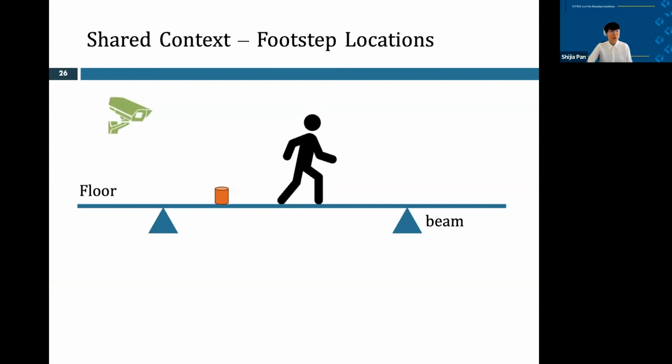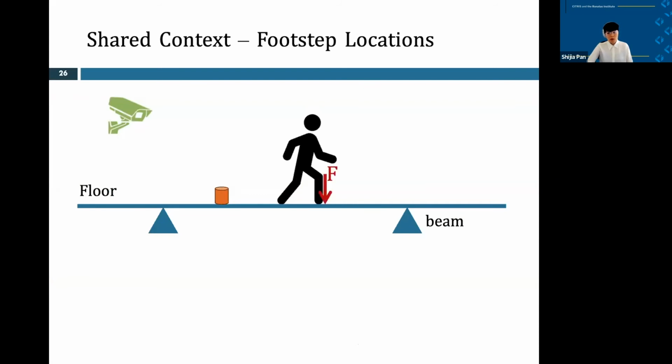So for this specific example, the footstep location is a shared context that can be captured by both the camera and the vibration sensor on the floor during their sensing task. And here we are going to use a one-dimensional illustration example to explain the intuition.